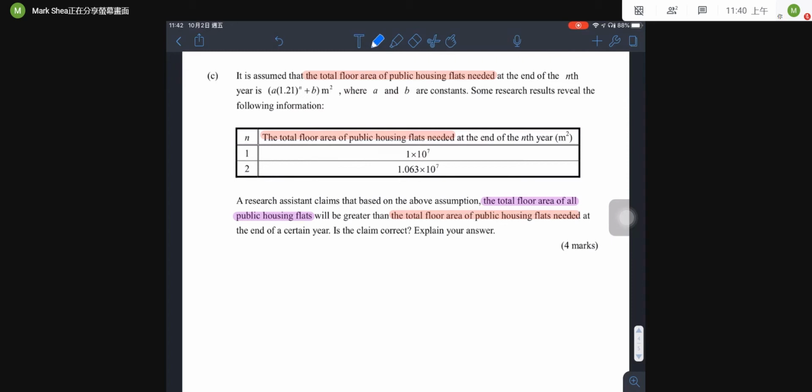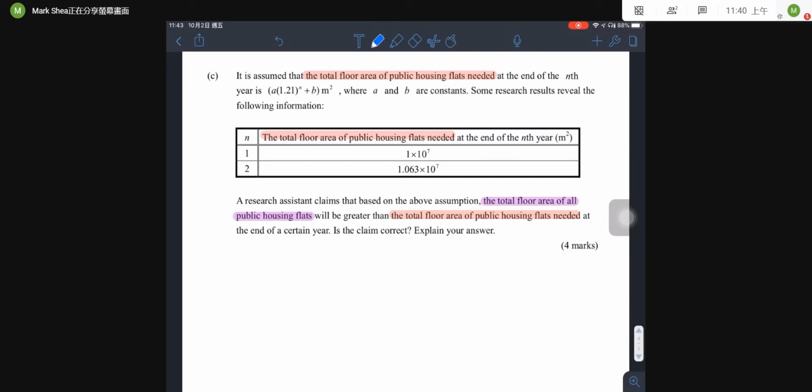And in part A and part B, we are talking about the total floor area of all public housing flats. So actually, these two are different. So first, you should read the question carefully about the two different terms. From the question, we know that the area needed is A times 1.21 to the power n plus B, and we know that we have the two areas in the first and the second year. So to solve the problem, we need to find out the unknown A and B first.